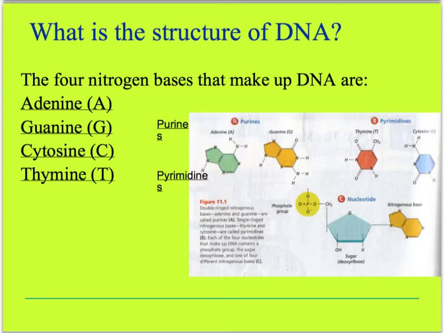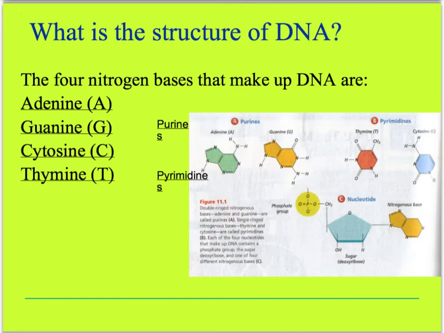The 4 nitrogen bases are called adenine, guanine, cytosine, and thymine. Usually they're abbreviated adenine A, guanine G, cytosine C, and thymine T.